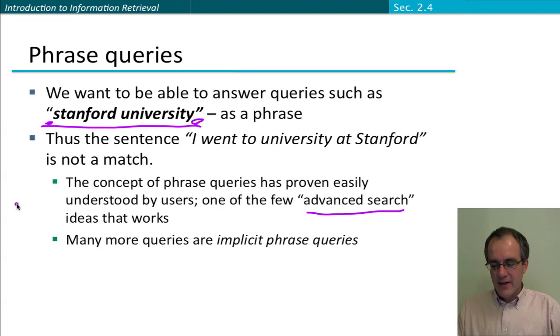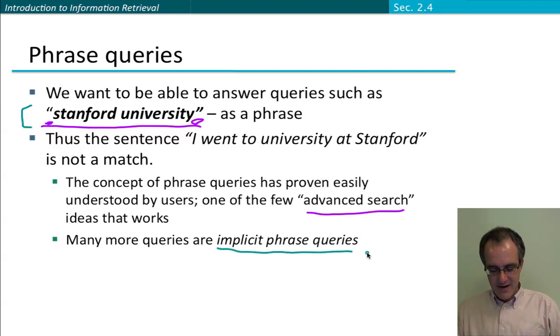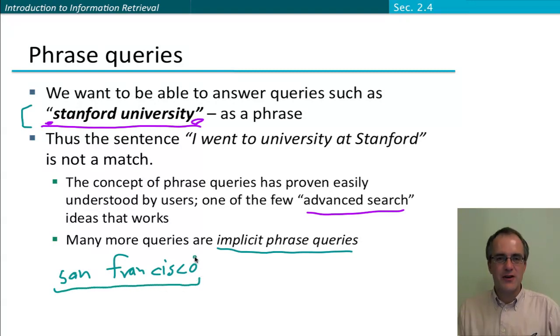But I'll point out that as well as overt phrase queries like this, there's actually another interesting phenomenon, that many other queries are implicit phrase queries. So someone will give us their query San Francisco or something like that. And really what they want is to have it interpreted as a phrase, but they just didn't bother or know to put the inverted quotes around it.